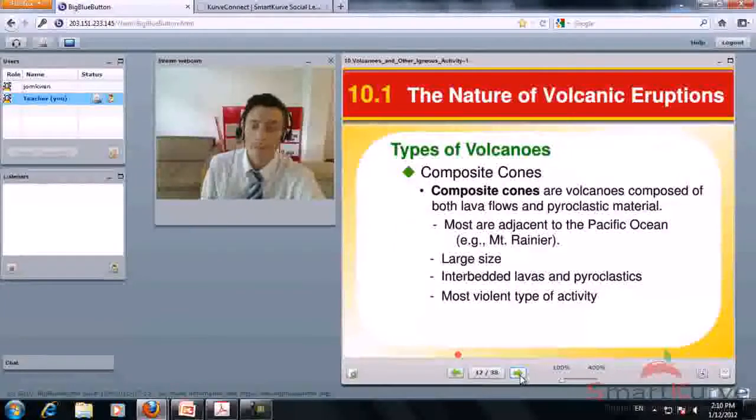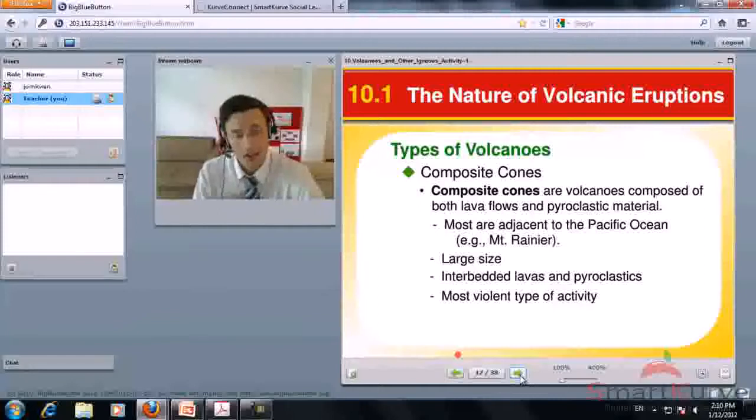Next is our composite cones. These are volcanoes composed of both lava flows and pyroclastic material. Many of them are adjacent to the Pacific Ocean. Yeah, we talked in the last lesson, chapter 9, about the ring of fire, that ring around the Pacific Ocean where the Pacific plate is shifting around and forming different types of boundaries, different types of fault lines.